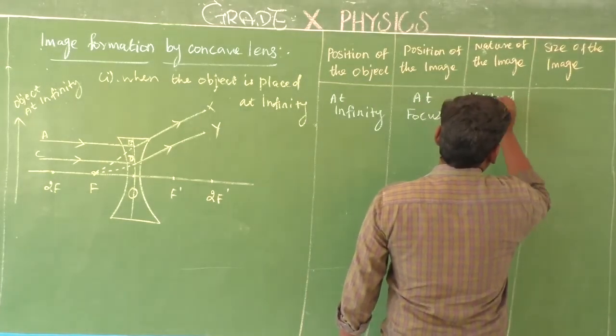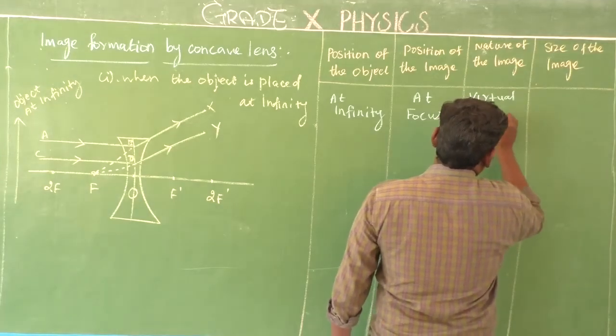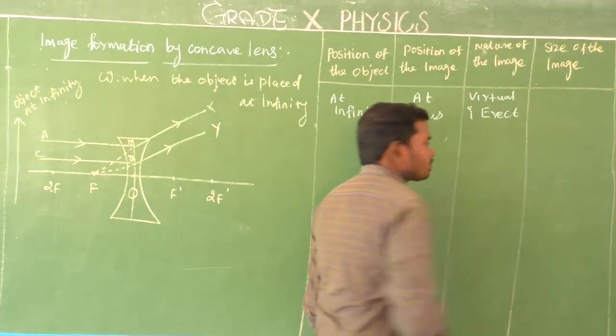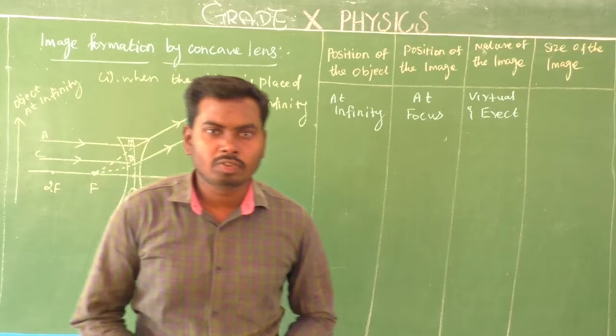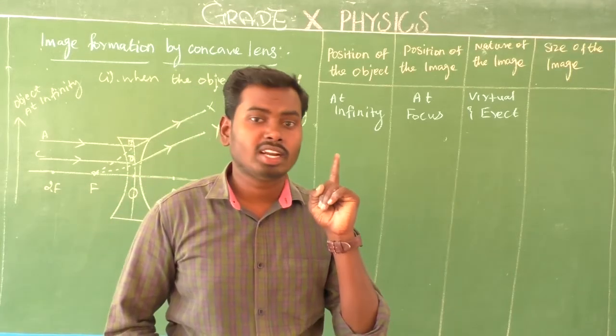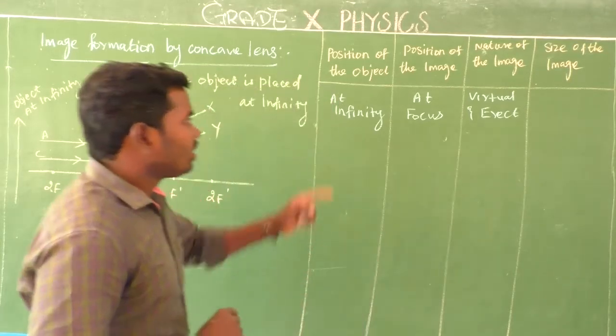So virtual and erect image, because all virtual images are erect images. Erect image means nothing but the straight image. What is that? Straight image. Is that clear? Yes.